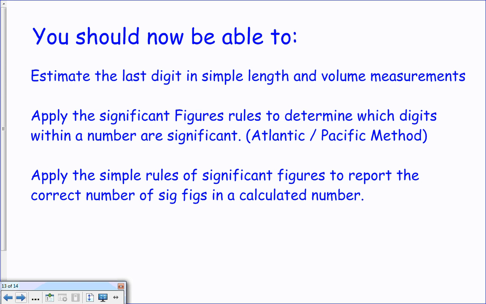So now you should be able to estimate the last digit when we do length and measurement, be it with a ruler or a graduated cylinder. We can apply significant rules to determine which numbers are real and which ones aren't, as far as how many of them are significant in a number. Then we can apply that to our calculations, and we are done with Sig Figs. Good job, everybody. I'll see you tomorrow in class.